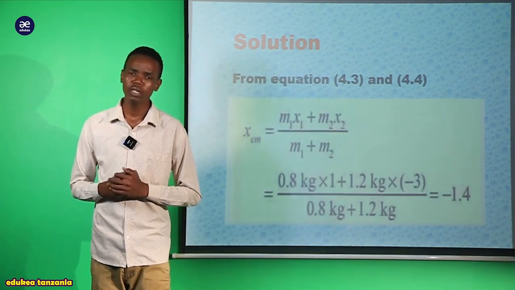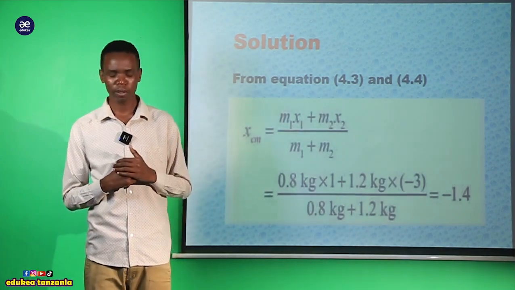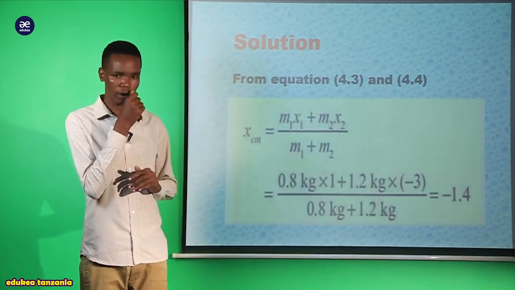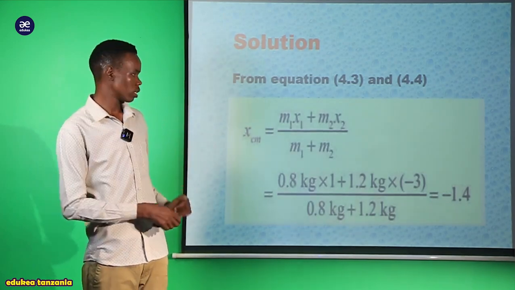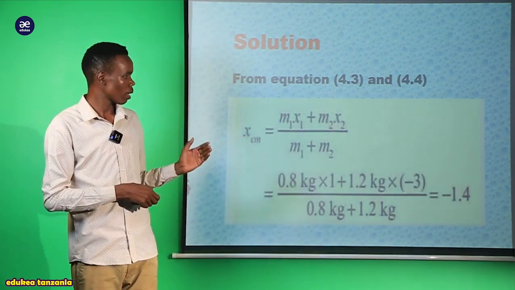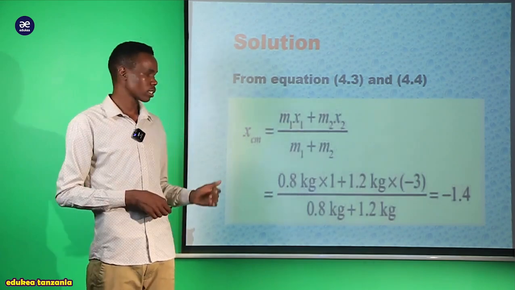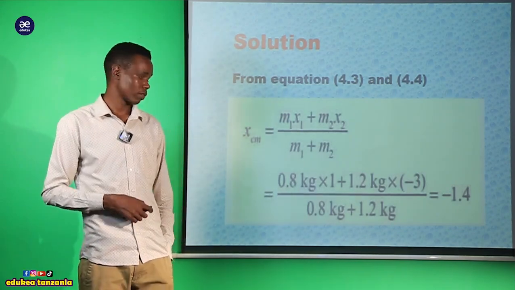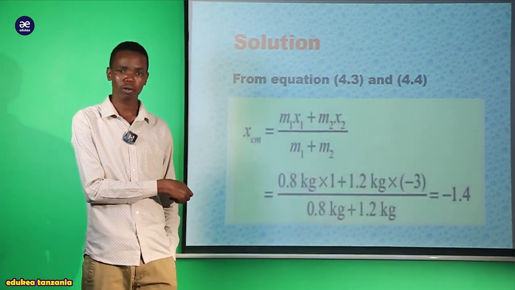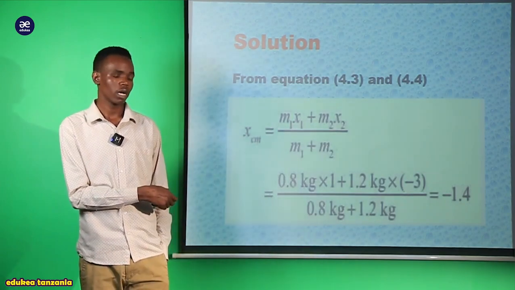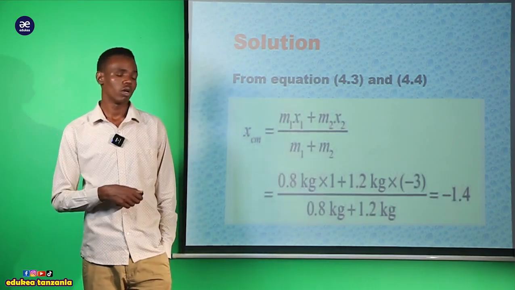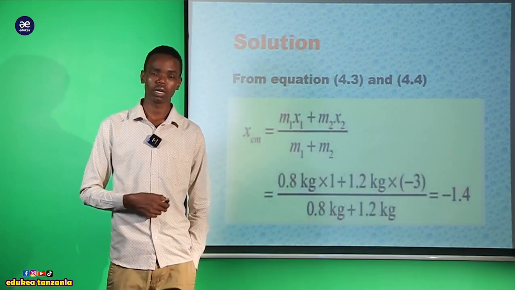But from our question we have our values, so we are supposed to substitute the data given in our question into our equation here. Mass 1 is 0.9, mass 2 is 1.2, x1 is 1, x2 is -3. So we take those values and substitute them. Where there is mass 1 we put 0.8 kg times x1, which is 1, then we add 1.2, which is mass 2, times x2, which is -3.